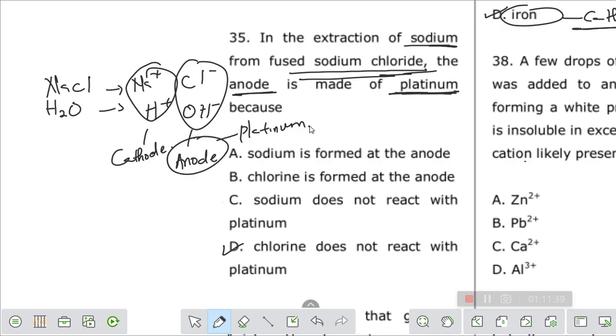So the reason why we use platinum as the anode is because fluorine will not react with platinum. That's why we go for it. So that's the answer. So sorry for that error.